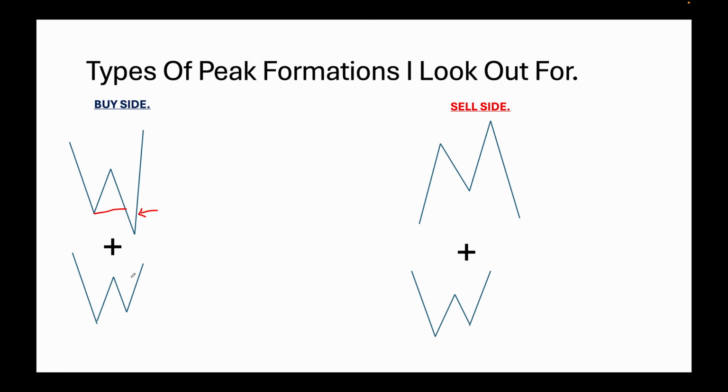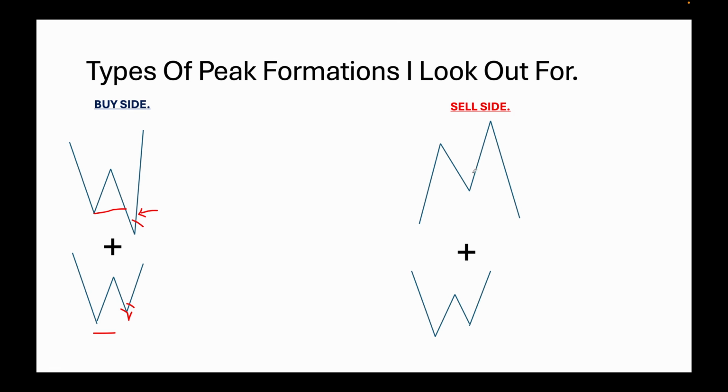And the second type of W formation that I look out for is when the second leg is actually higher than the first leg. In this case, the dealer does not move the market down below the first leg, right? As you can see, it stays away from that first leg and moves away. So these are the areas that I actually look out to take trades from.